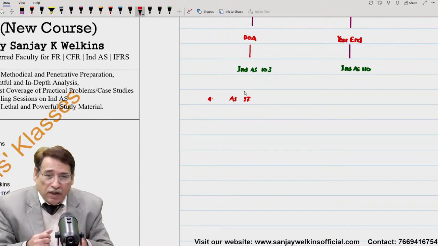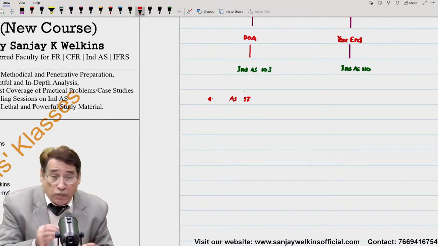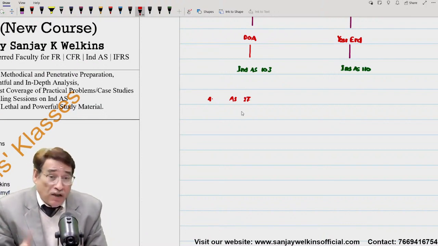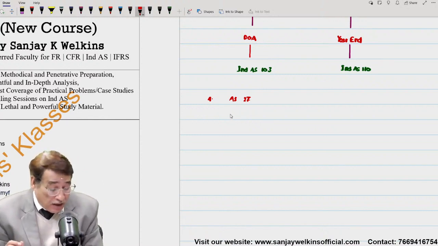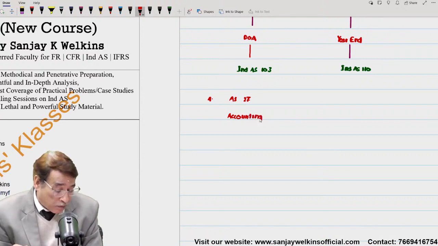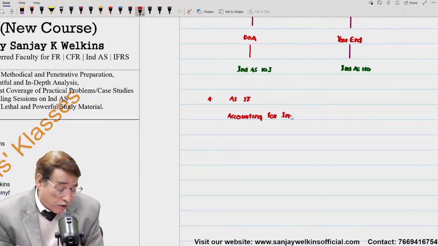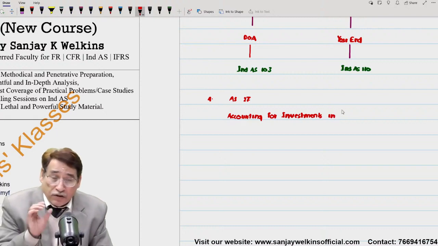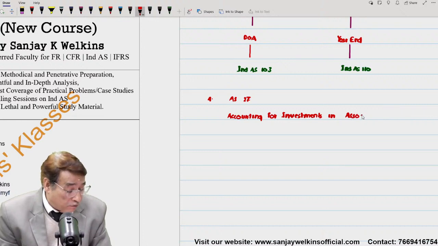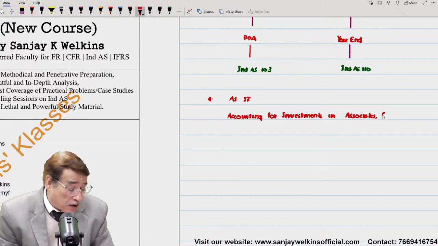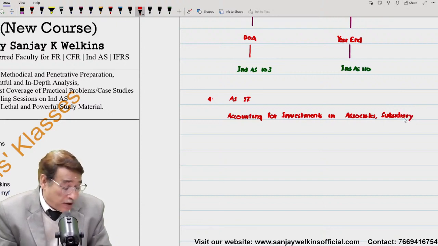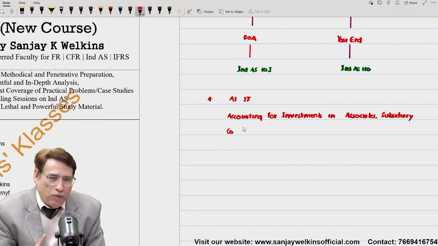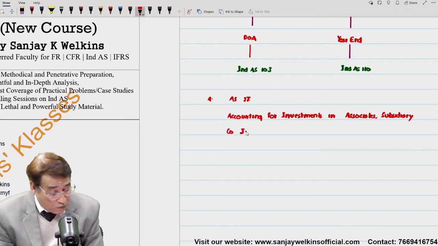The investment made by the investor entity in the investee entity, generally such investments are recorded as per Ind AS 27 in the separate financial statement. So what does Ind AS 27 state? It deals with accounting for investments, no doubt about that. It deals with accounting for investments in associates or subsidiary companies. And I do not want to confuse you, but you also write here, and also investments in joint ventures.